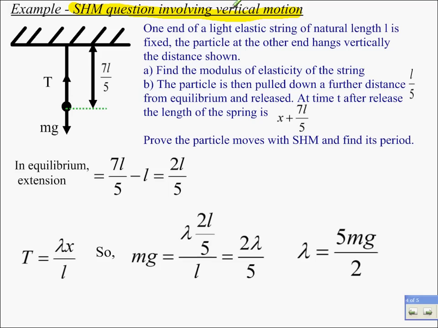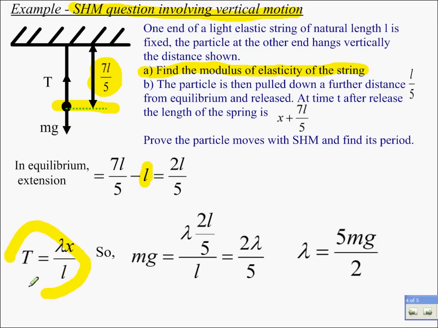Okay, another example, and this is quite a classic exam question. What they'll ask you to do is they'll give you a situation, they'll ask you to prove it moves with simple harmonic motion and then use that information to find something else. First thing you need to do in these situations is look at an equilibrium scenario. So you're finding the modulus of elasticity of a string. You know that when it's hanging in equilibrium, its length here is 7L over 5. So you know it has an extension of 2L over 5 because L is its natural length.